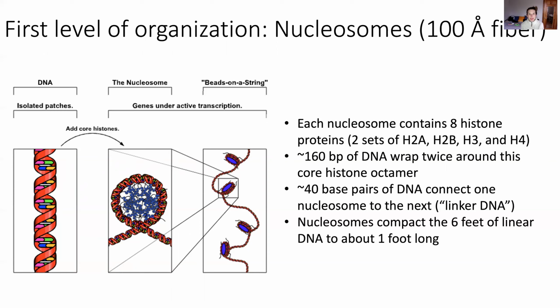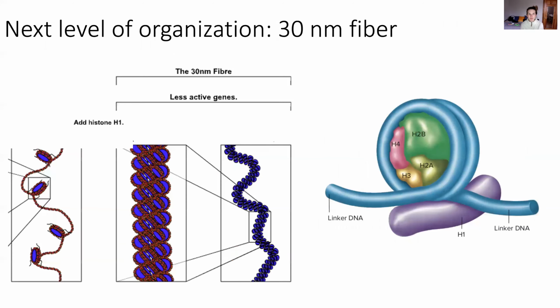And just based on this level of compaction, we can get those 6 feet of linear DNA to about 1 foot long. And this is the conformation that we saw in an earlier video and you see in your textbook. It's commonly referred to as the beads on a string because you can see there you have your nucleosomes with DNA wrapped around that kind of look like the beads, and then the linker DNA is the string. And these genes are under active transcription. You can see that's not too compact. You can maybe imagine a little RNA polymerase fitting in to transcribe those genes.